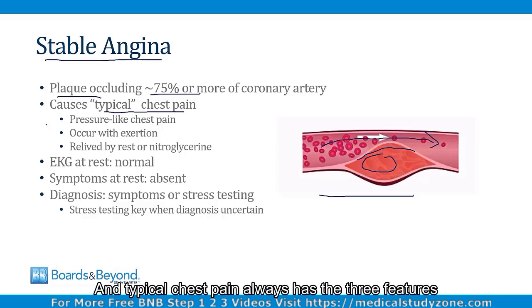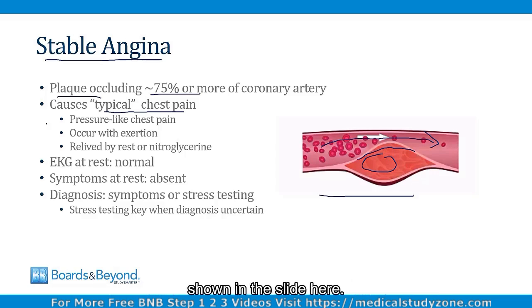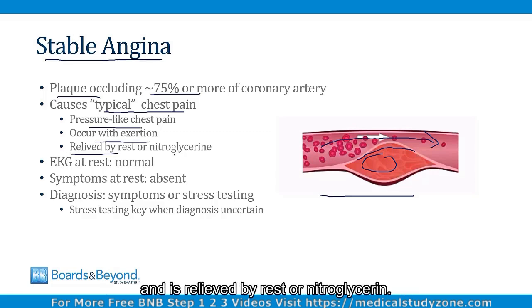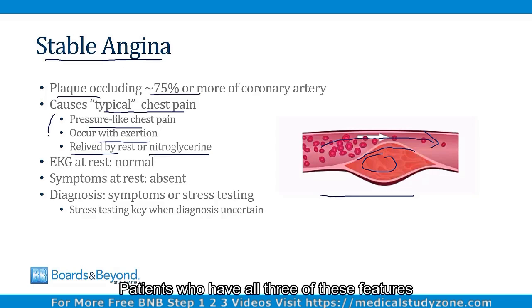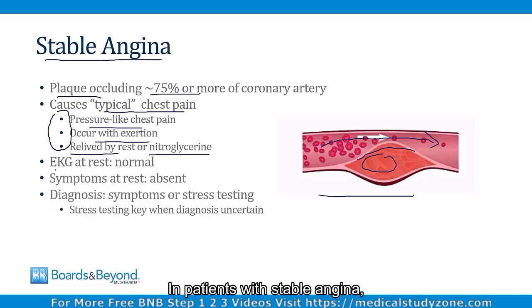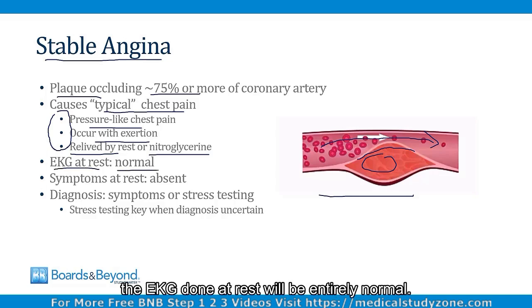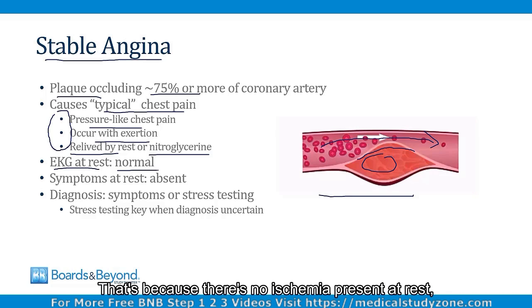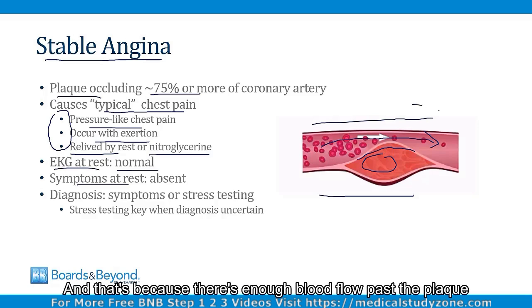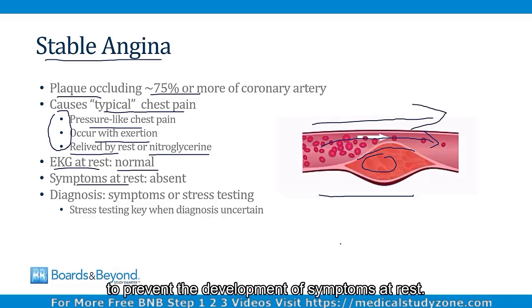And typical chest pain always has the three features shown in the slide here. Pressure-like chest pain that occurs with exertion and is relieved by rest or nitroglycerin. Patients who have all three of these features are said to have typical chest pain. Patients who have features different from this are said to have atypical chest pain. In patients with stable angina, the EKG done at rest will be entirely normal. That's because there's no ischemia present at rest. Symptoms are also absent at rest, and that's because there's enough blood flow past the plaque to prevent the development of symptoms at rest.